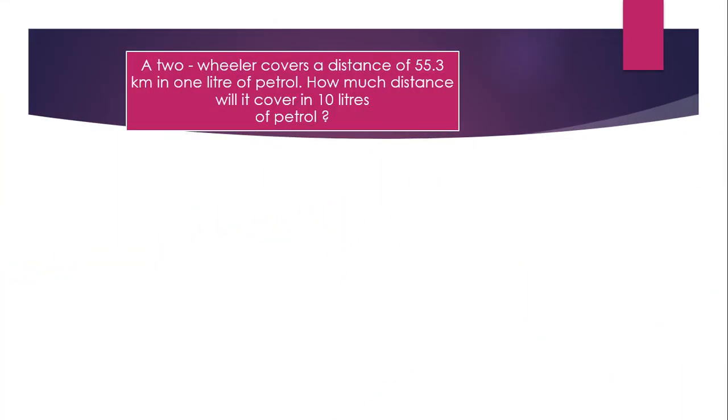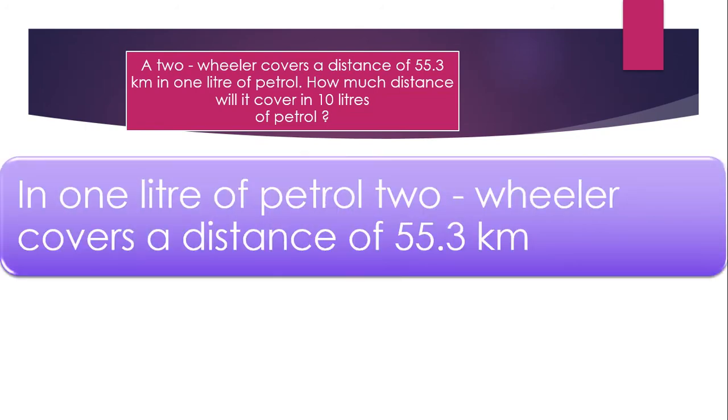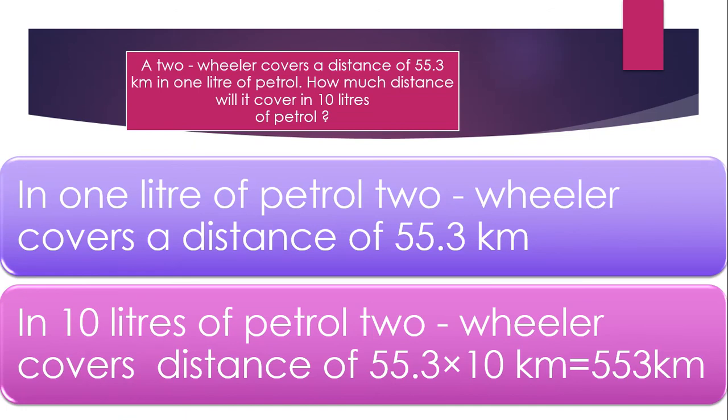Next example: a two-wheeler covers a distance of 55.3 km in 1 liter of petrol. How much distance will it cover in 10 liters of petrol? See here the answer. In 1 liter of petrol, the two-wheeler covers a distance of 55.3 km. In 10 liters of petrol, the two-wheeler covers a distance of 55.3 into 10, that is equal to 553 km.